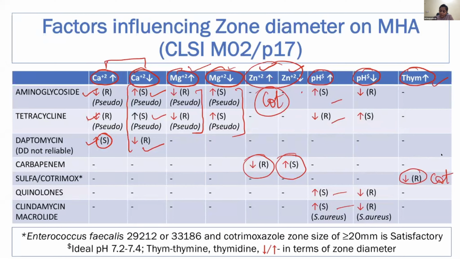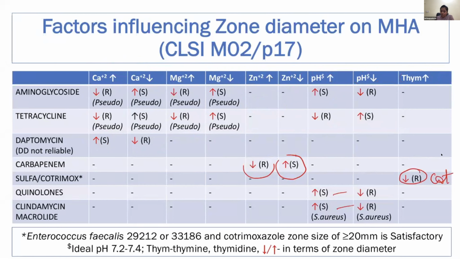Okay, so this is a very important table to tell what is the role of cation concentration, the role of pH, and thymidine concentration in Muller-Hinton agar. So this has to be kept in mind. This we have already seen. So the 29212 cotrimoxazole disc is for adjusting the thymidine concentration.